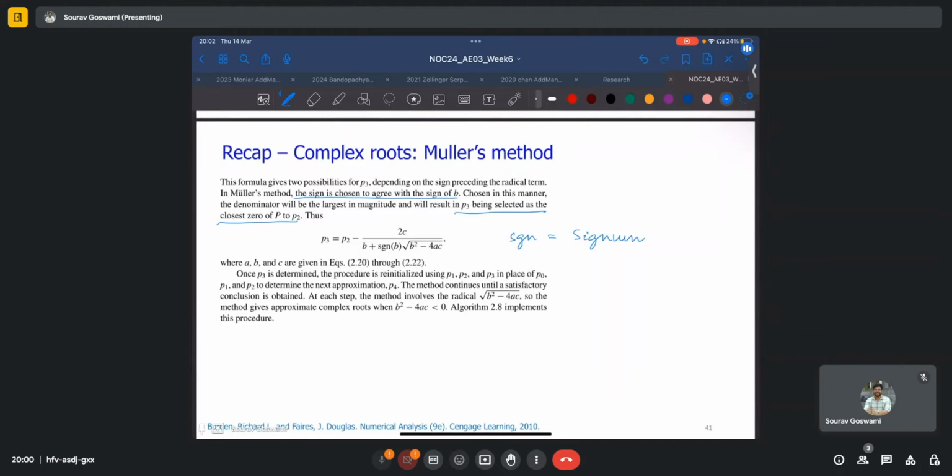Now, once p3 is determined, the procedure is reinitialized using p1, p2, and p3 in place of p0, p1, and p2 to determine the next approximation p4 and continue in an iterative fashion. This method continues until a satisfactory conclusion is obtained. Now, at each step, the method involves the radical square root of b squared minus 4ac, and so the method gives approximate complex roots when b squared minus 4ac is less than 0.